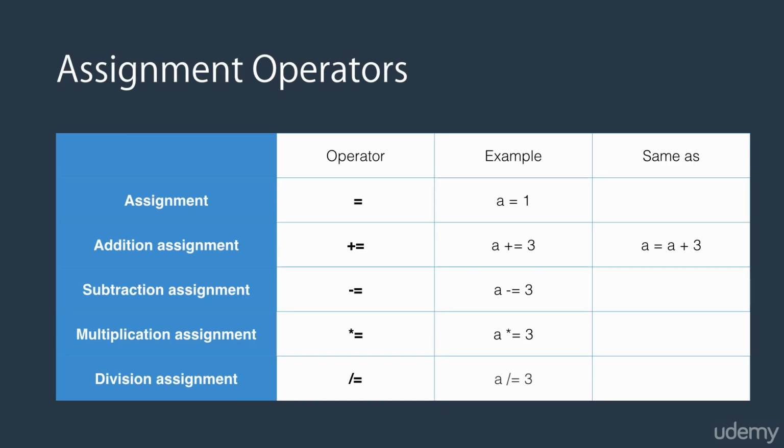Next, assignment operators. So the most commonly used is the one with a single equal sign. So here we set a to 1. Pretty basic. Now look at the next 4 types of assignment operators: addition assignment, subtraction assignment, multiplication assignment, and division assignment. Let's see how they work. For example, addition assignment. A plus equal 3 means add 3 to a. So it's equivalent to writing a equals a plus 3. And the same rule applies to other 4 assignment operators.